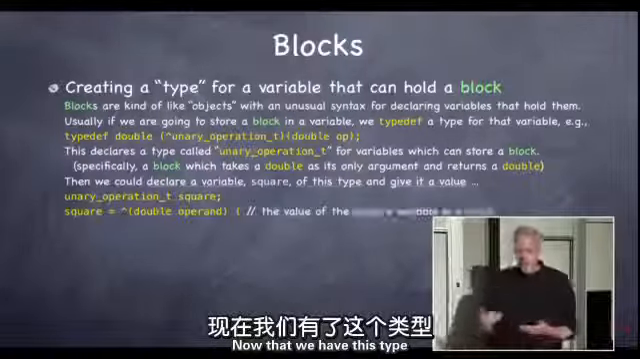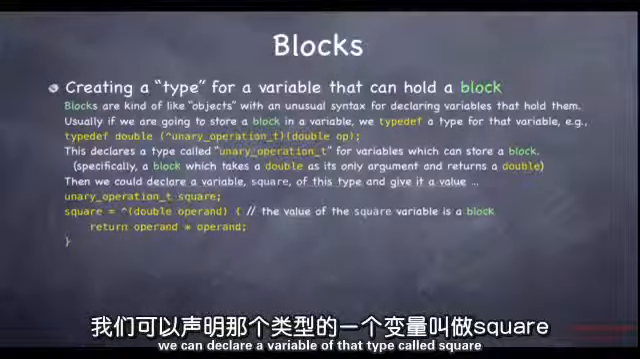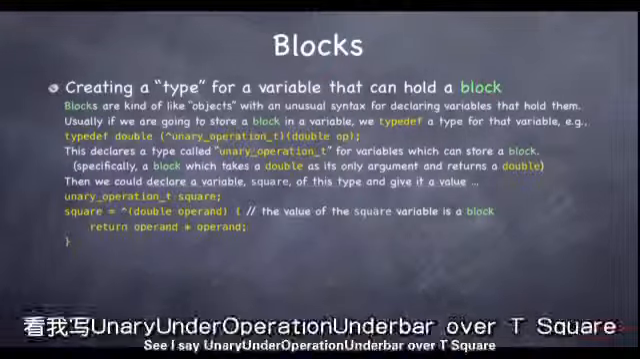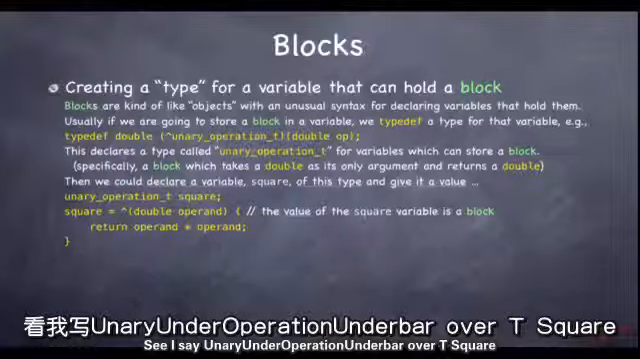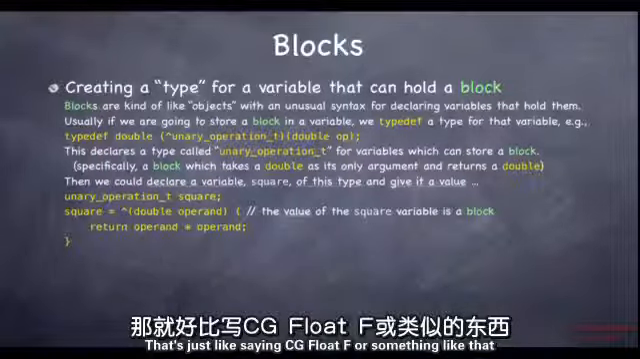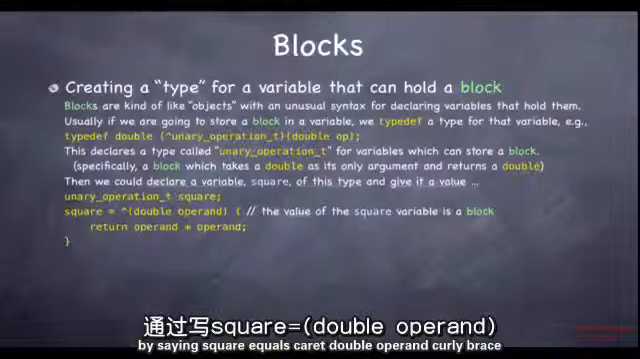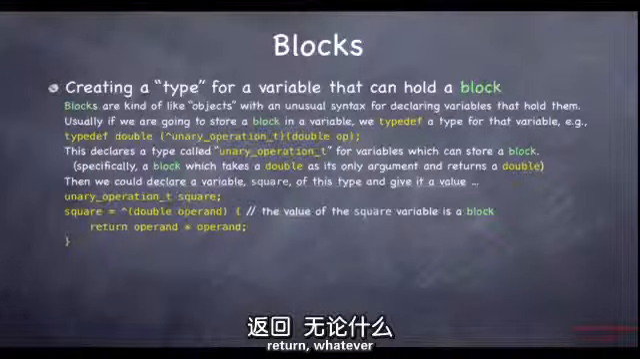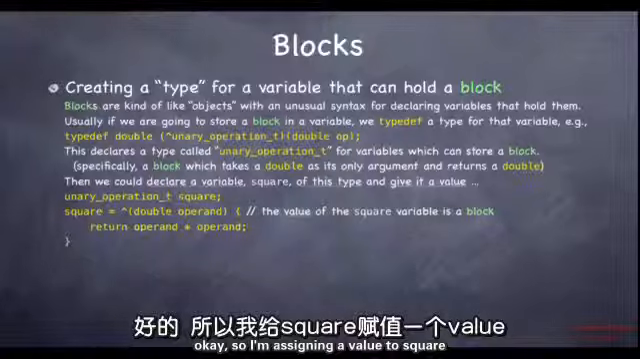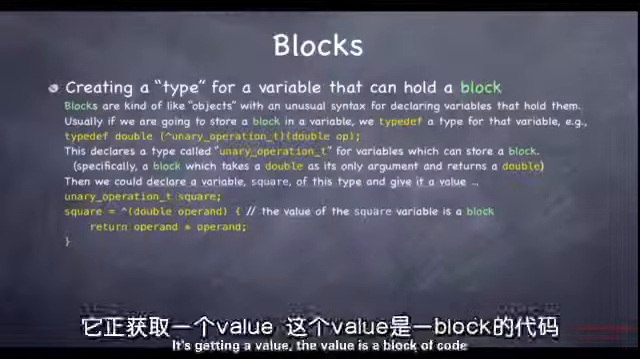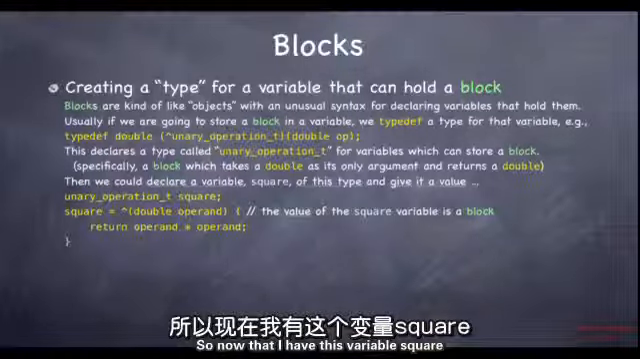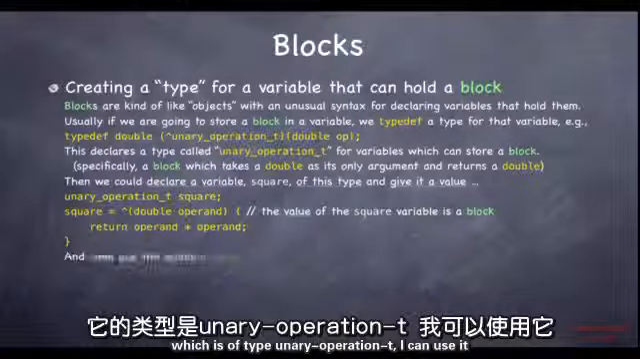Now that we have this type, we can declare a variable of that type called square. See, I say unary_operation_t square. That's just like saying CGFloat f or something like that. And then I can assign that square a value by saying square equals caret, double operand, curly brace, return, whatever. Okay? So I'm assigning a value to square. It's getting a value. The value is a block of code. So now that I have this variable square, which is of type unary_operation_t, I can use it.